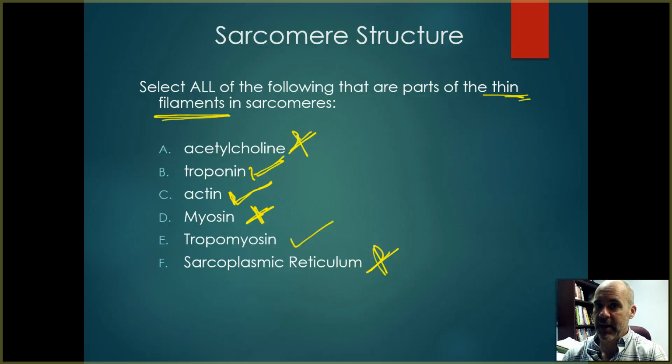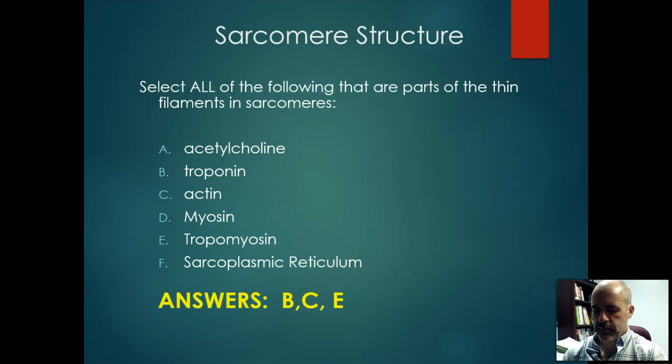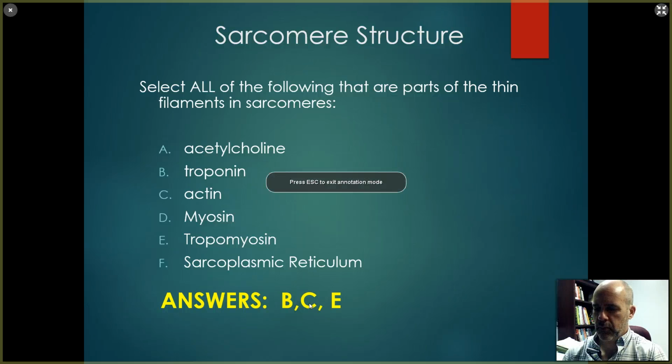So again, learn the terminology. If this all sounds like a bunch of Greek gobbledygook to you, you got to study those diagrams and learn the terminology in more detail. Sarcoplasmic reticulum, or SR, key thing for what we've studied is that's where the calcium ions that are so critical for muscle contraction to take place are stored. They're bottled up in there until they're needed for muscle contraction. B, C, and E were our correct answers.